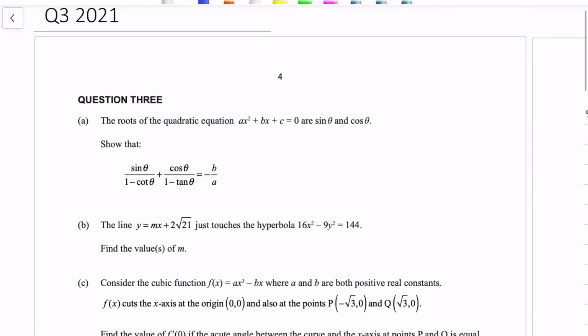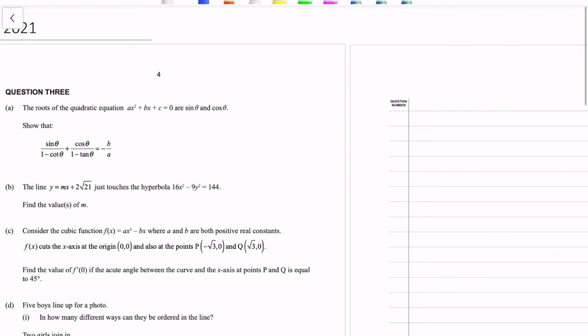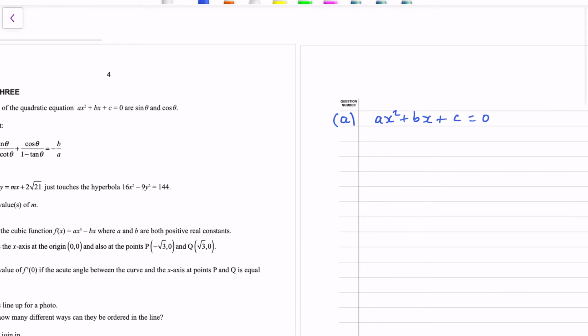Okay, question 3, part A. So the first thing is, when we have a quadratic equation, such as this one, we need to realize that there's a relationship between the coefficients and the roots. So if I divide first up the whole thing through by a, I can factor that using the factor theorem, and in this case the question tells us the roots are sine theta and cos theta.